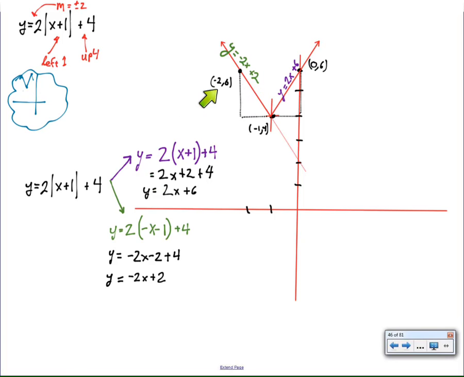We don't have to necessarily put one of these points into the equation to verify that it's correct, but if you did, certainly that would go a long way to really backing up your work.